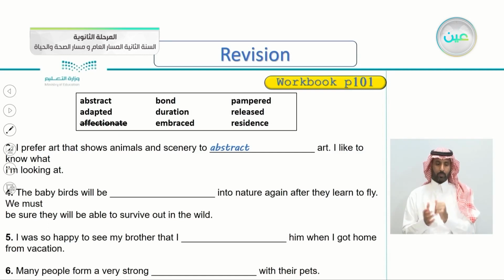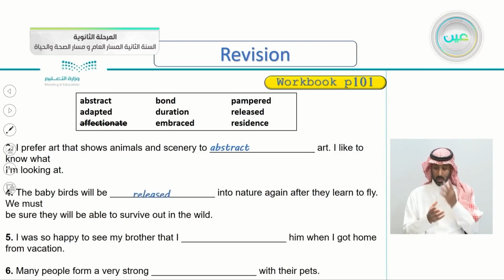Number four, the baby birds will be into nature again after they learn to fly. We must be sure they will be able to survive out in the wild. So what will happen to the baby birds? The answer is released. They will be released into nature again.